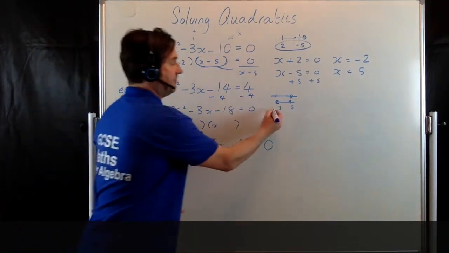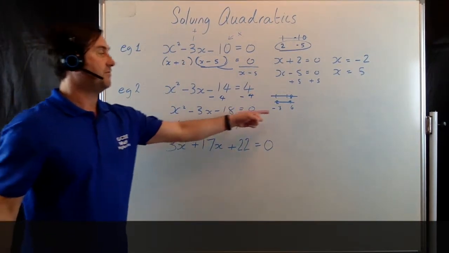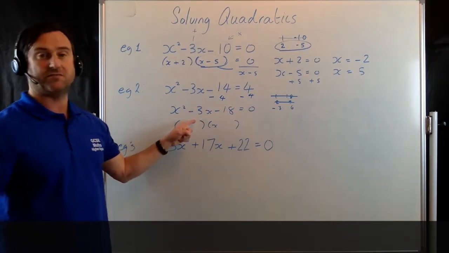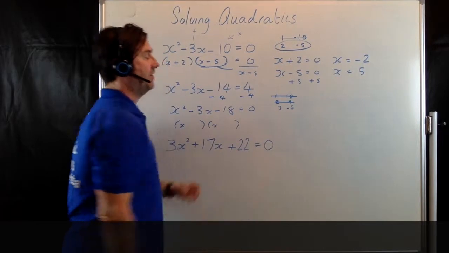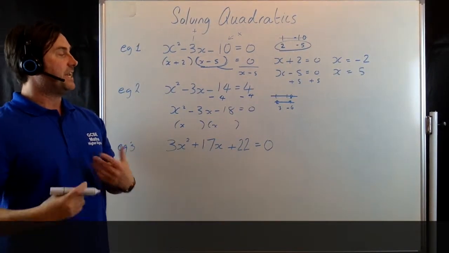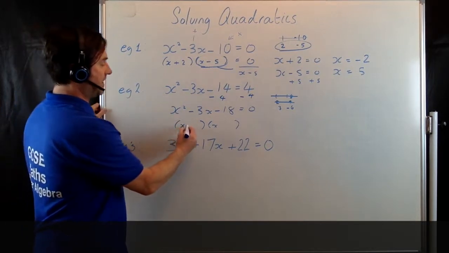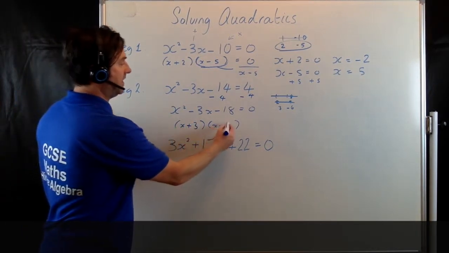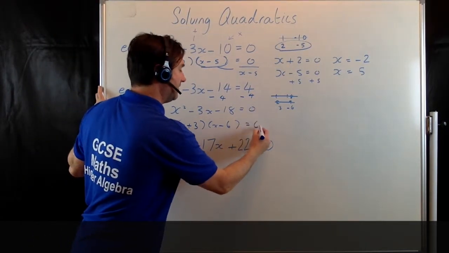Is it negative 3 times 6? That gives you negative 18. But negative 3 add 6 would give you a positive 3. So it must be the opposite way around. 3 add a negative 6 gives me negative 3. So that becomes x add 3, x minus 6 in the brackets. They are equal to 0.